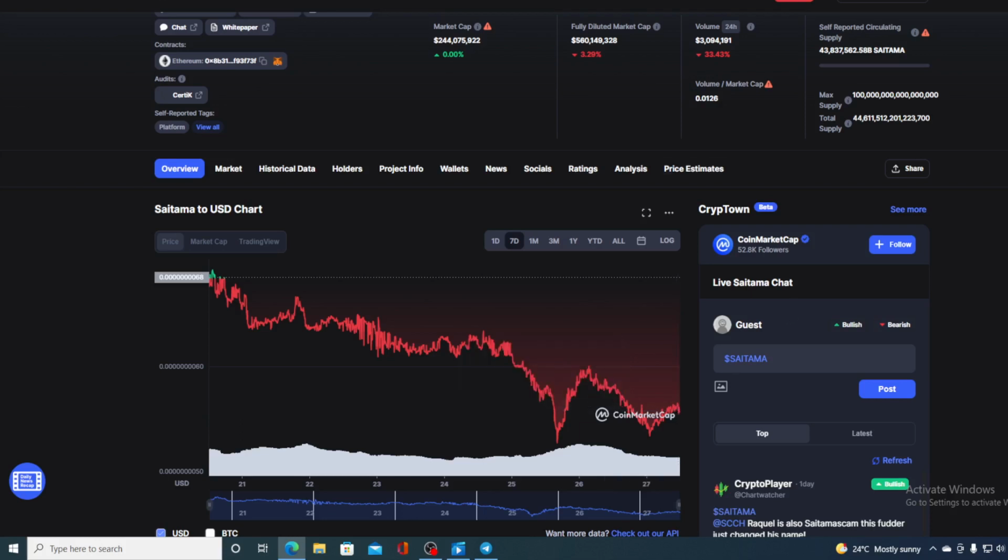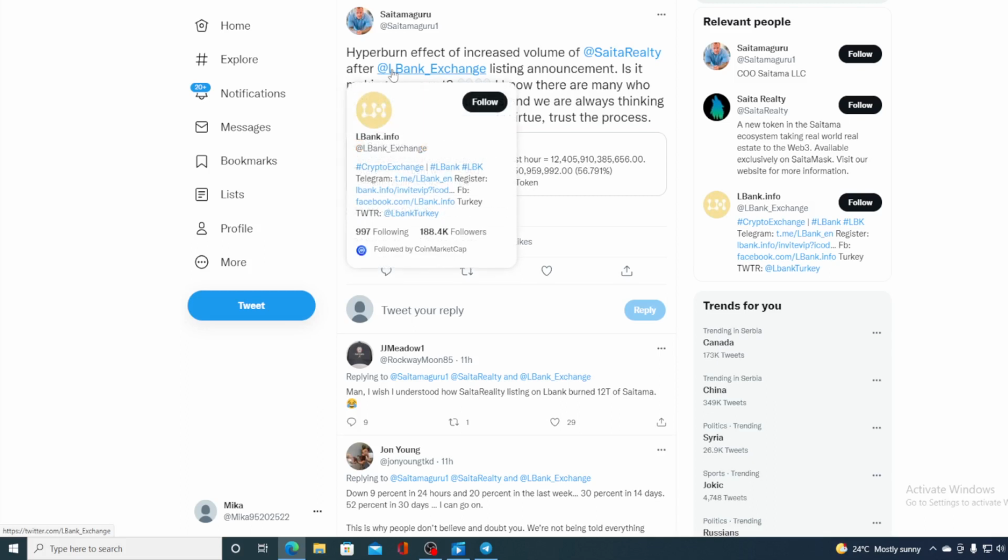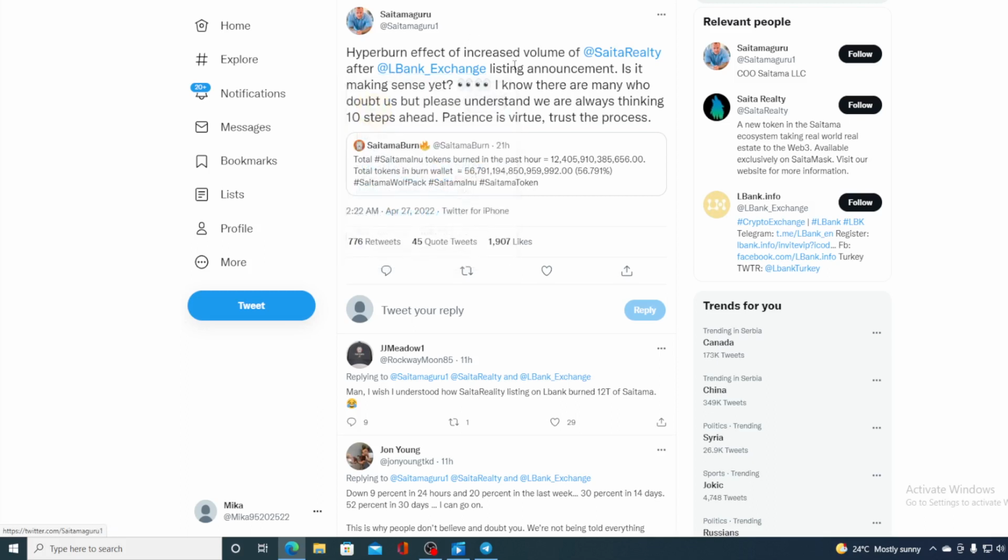Now take a look at this, guys. Hyperburn effect of increased volume of Saita Realty after L-Bank exchange listing announcement. Is it making sense yet? I know there are many who doubt us, but please understand that we are always thinking 10 steps ahead. Patience is a virtue, trust the process.